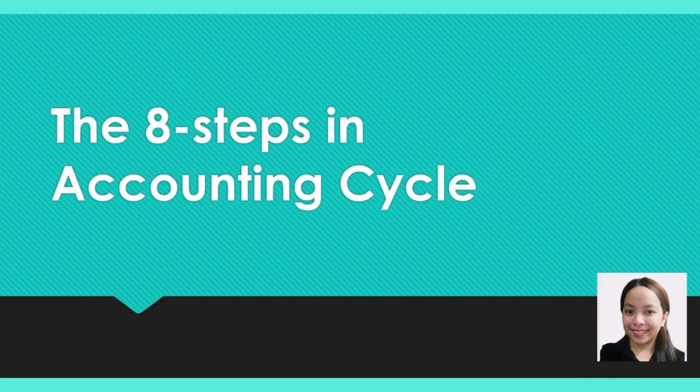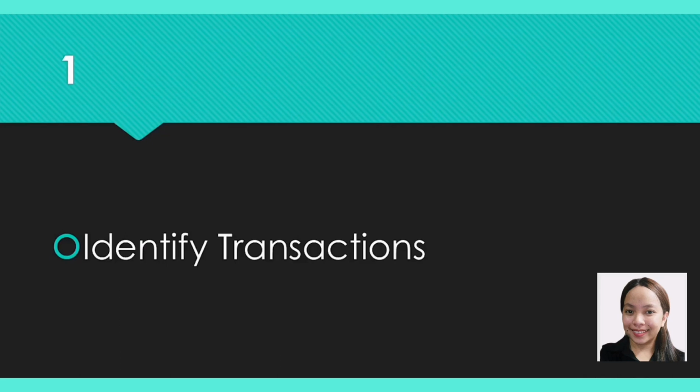These are the following steps in accounting cycle. The first step is identify transaction. Identifying transactions is the very beginning of the accounting cycle. This is when a transaction takes place in the company or a business. In this step, monitoring and proper record keeping is essential.